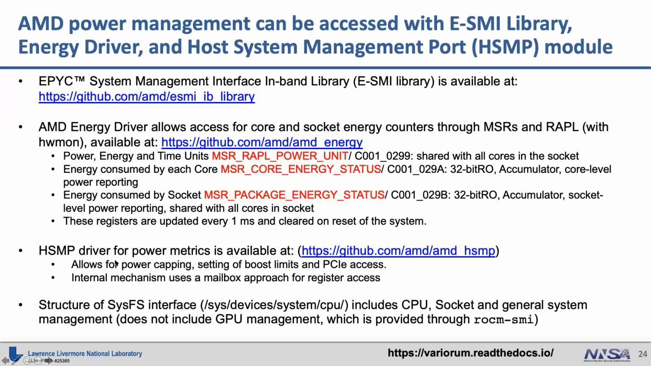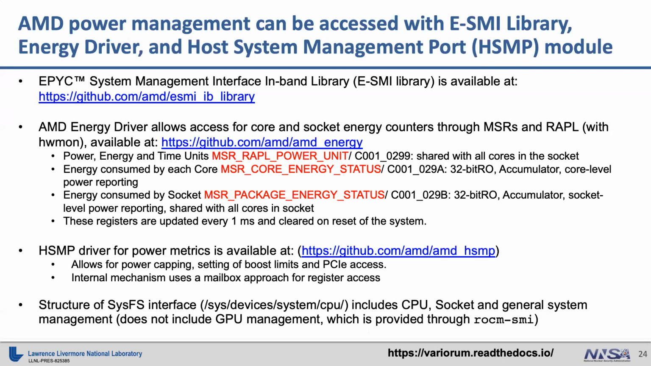The HSMP driver allows for power capping and setting of boost limits and PCIe access. So that's the mechanism that AMD uses for control. It has a mailbox approach for register access internally, and it also exposes these through sysfs. So you can basically set power through the sysfs interface on AMD. Note that we are not talking about AMD GPU management here. It is available through the ROCm SMI, but we have not, as a team, explored it much, so I can't go into the details for that.